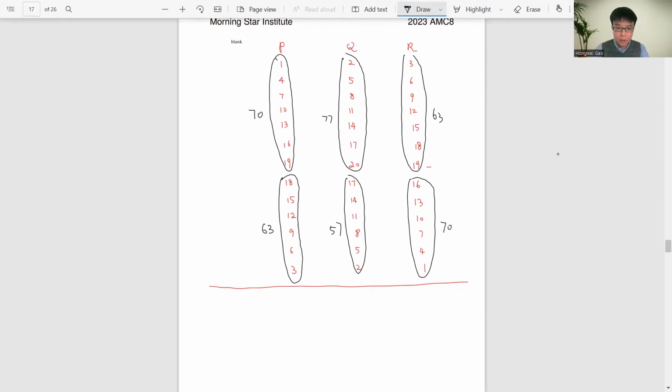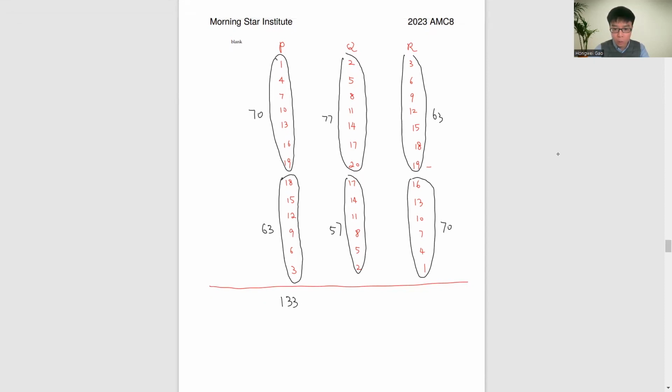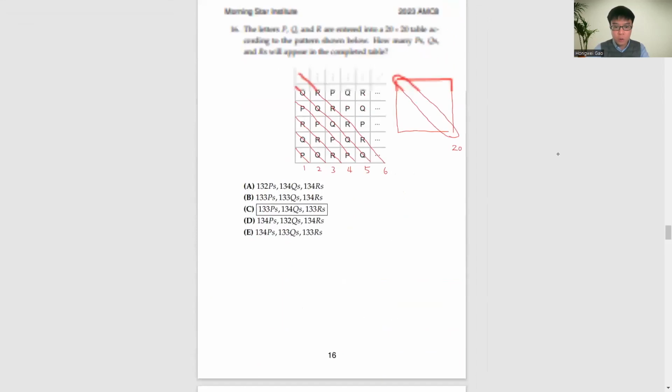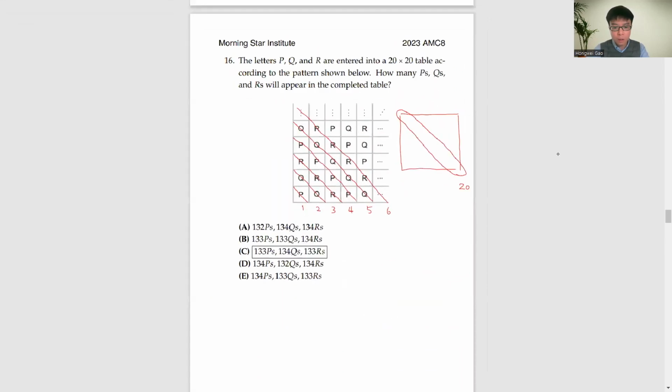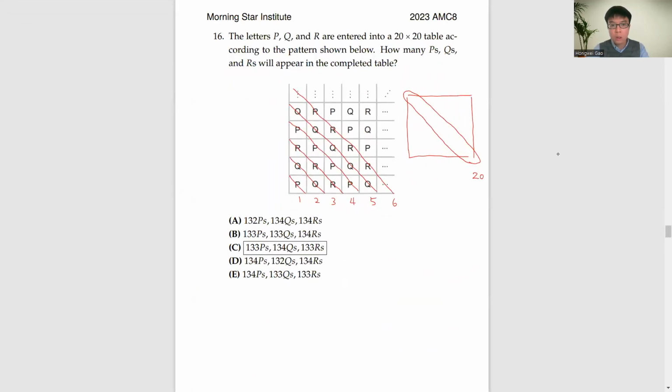Now we just add them together. For P, there are 133 P's. For Q, there are 134 Q's. For R, there are 133 R's. So the answer to this question is C, 133, 134, 133.